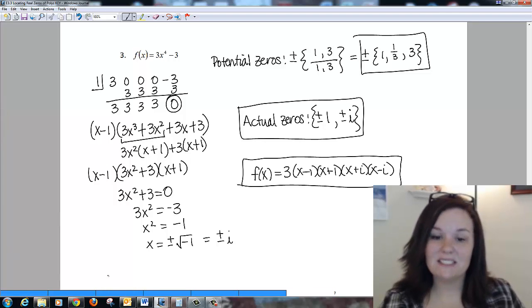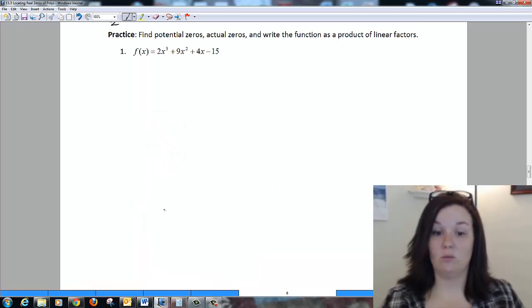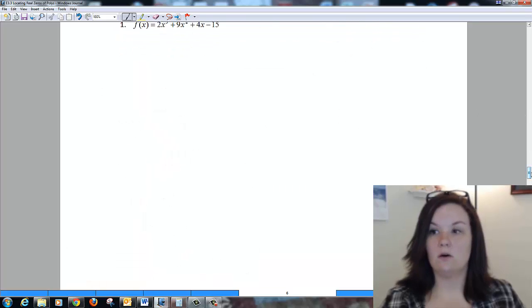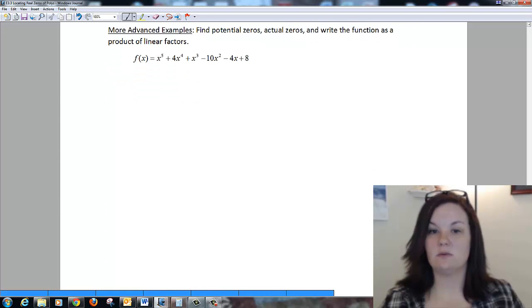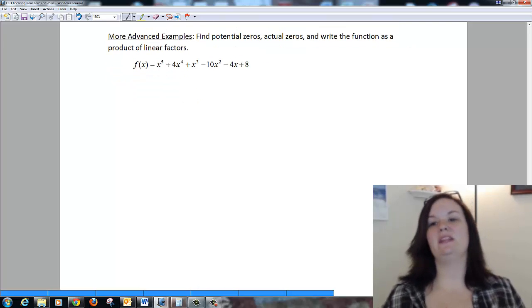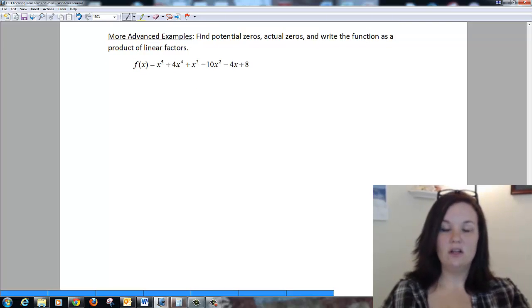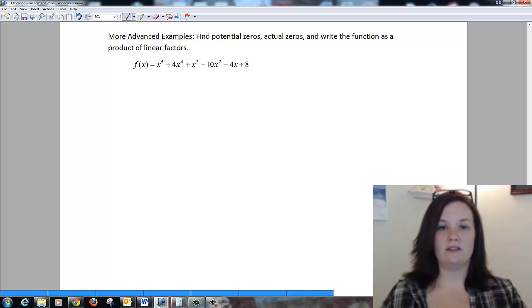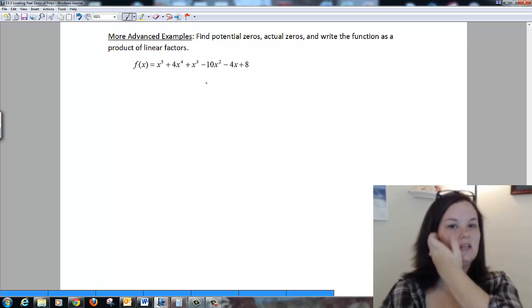All right, so all I want to do is a couple more examples that are a little bit more advanced, and then I'll have y'all try one, and then you should be able to do your homework, okay? So let me scroll past these. We just went over them. Okay, so some more advanced examples. We're doing the exact same thing. Find the potential, use that to find the actual, write the function as a product of linear factors, okay?